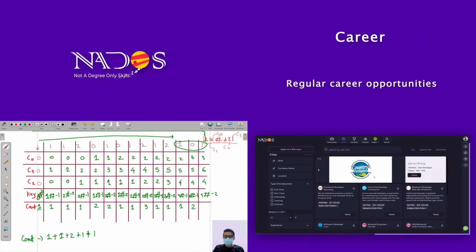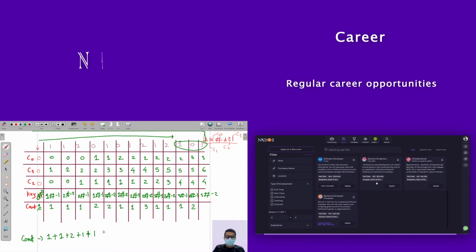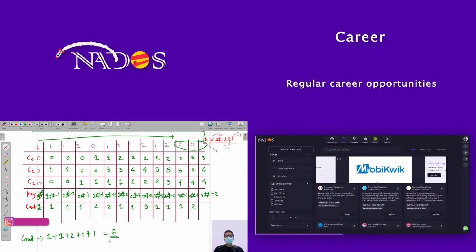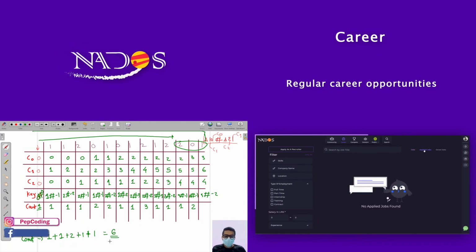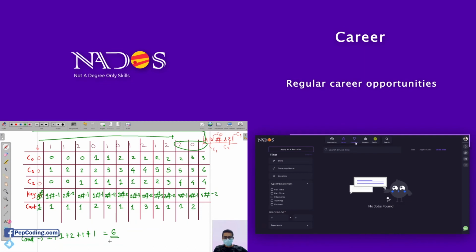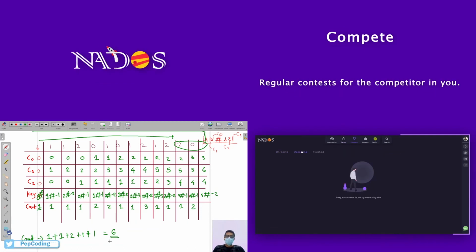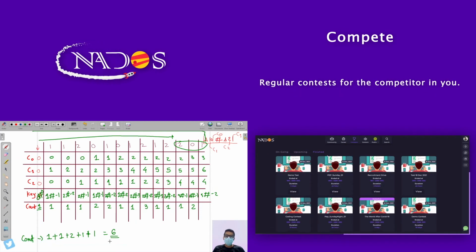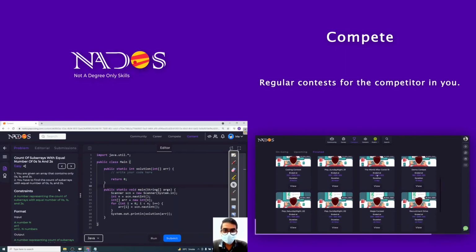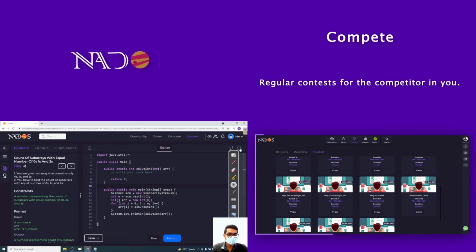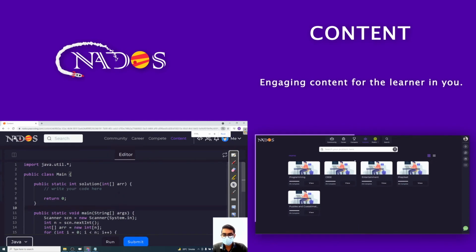This is 2 plus 2, 4 plus 5, 1, 6. Okay, so we got 6 subarrays in this array. So this is the approach to solve this question. So from now we are going to code this. Let's start with the code. Let me do full screen first, increasing the font size.